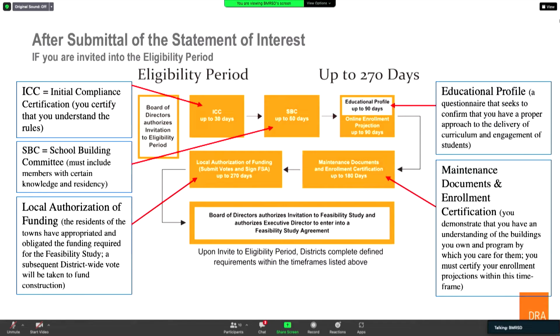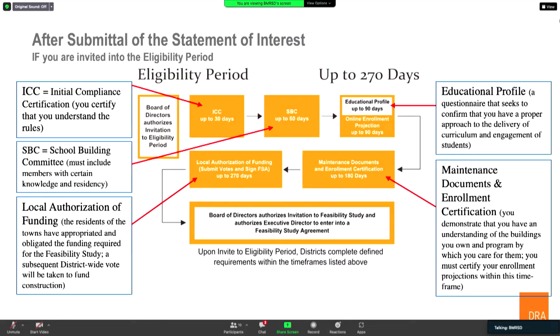Educational profile is a straightforward questionnaire. Who's in your district? What are you doing with it? How are you teaching? What are you doing? Then it turns the corner to maintenance documents and enrollment, which goes back to the question that was asked earlier. Do we think that money's been invested wisely in maintaining the buildings? If it was from what I saw 6 or 7 years ago, I'd say you would not get accepted under that maintenance document and enrollment cert. Now, I have no doubt you would with the work that's been done. An enrollment cert is where you would update the enrollment projection we were talking about.